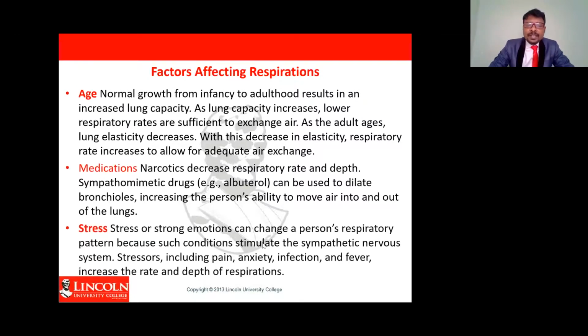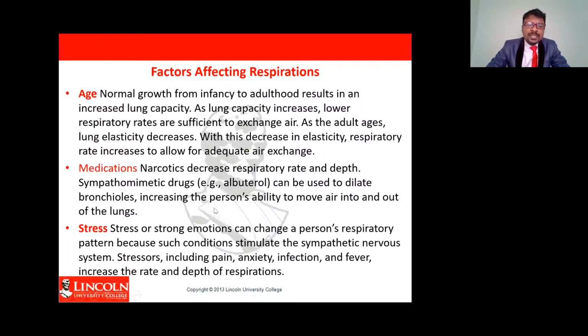What are the factors affecting the respiratory rate? Age, medication, and stress. Same as with body temperature, these also alter everything. Normal growth from infancy to adulthood results in increased lung capacity. In the infant, the breath rate is increased because at that time the lung capacity is not fully formed. As the lung capacity increases, the respiratory rate is sufficient to exchange the air. So that is the reason that when they grow up, the respiratory rate decreases to only 12 to 20 times. But in infants and children, it will be more than 30 times per minute. That is the difference between the age groups.